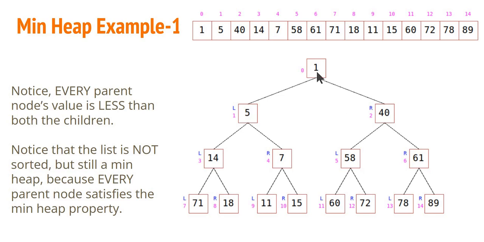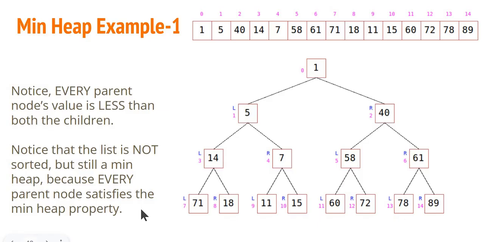Okay, look, value here is 1, value here is 5, value here is 40. So this node satisfies, let's say, the min heap property. Let's look at this node. Value is 5, value is 14, 7. Clearly this also satisfies. So does this, and so do all of these nodes. So look at just this one, for example, 61, this is 78, this is 89. So this is a min heap because, like I said, every parent satisfies the min heap property.